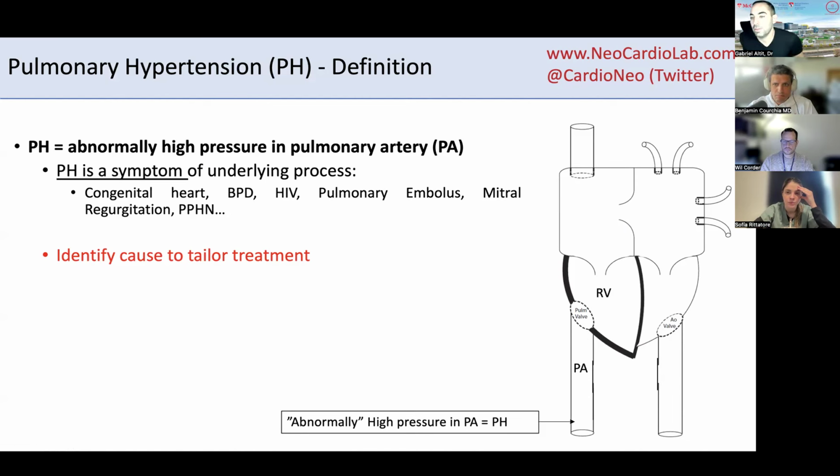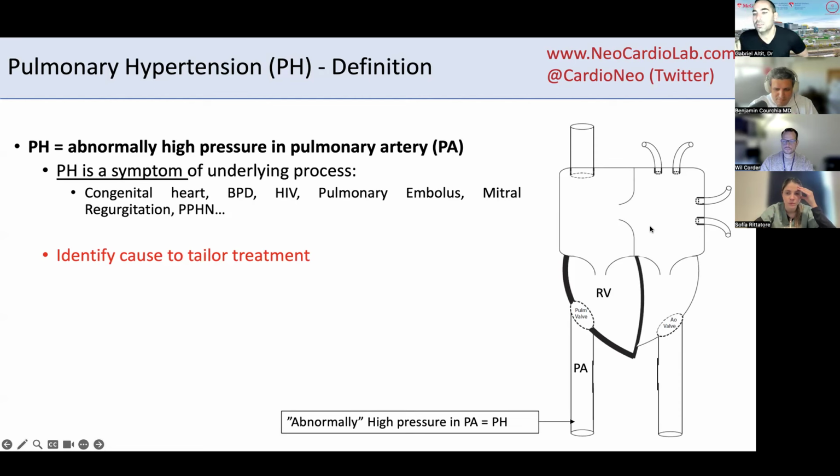And eventually your RV will remodel, will have very high filling pressures. And because they're high filling pressures, the right atrium will be exposed to this RV that is poorly compliant. And if you have a large ASD, you'll be able to pop off through that ASD right to left, have a baby that's very blue preductally.